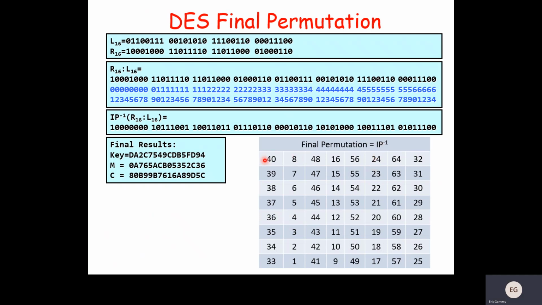So this is the result of swapping. I need first bit 40. Bit 40 is this one, so I will take this one and put it in the ciphertext here. Then I need bit 8. Bit 8 is this 0. I will take this 0 and put it here. So you apply the inverse of the initial permutation and you get the ciphertext. So look, if the key was this and the plain text was this, the ciphertext will be this.